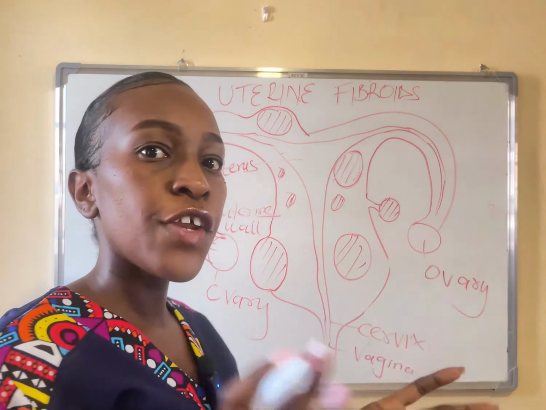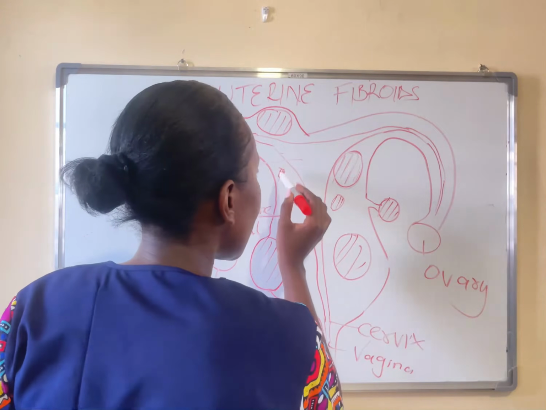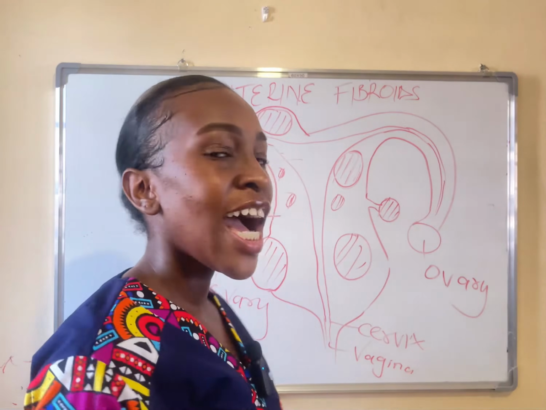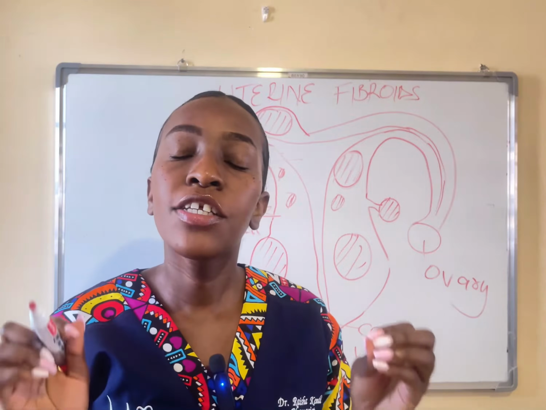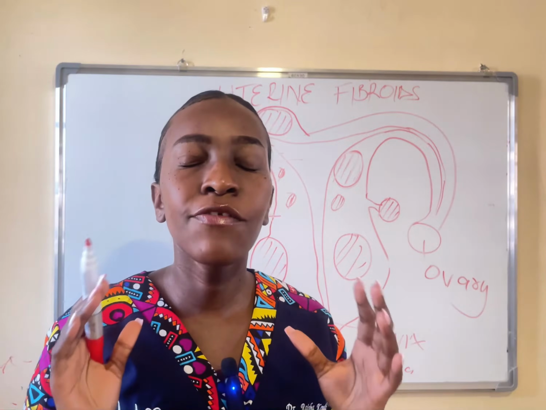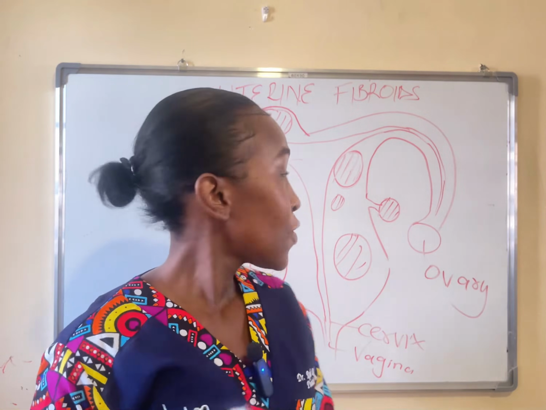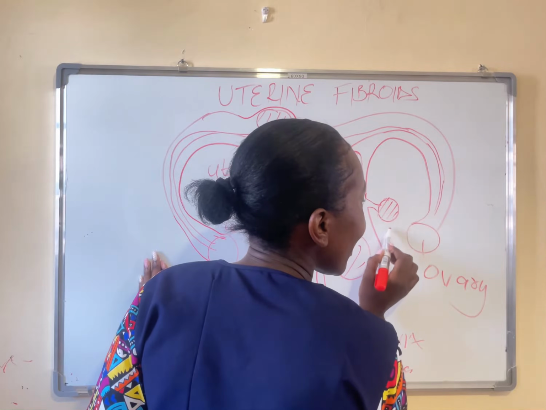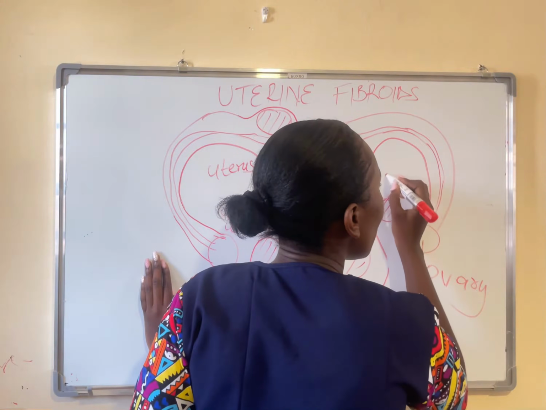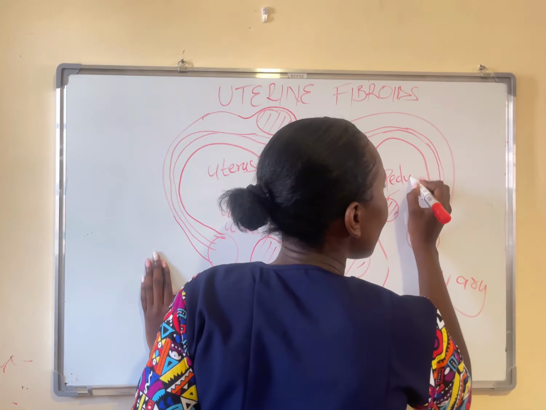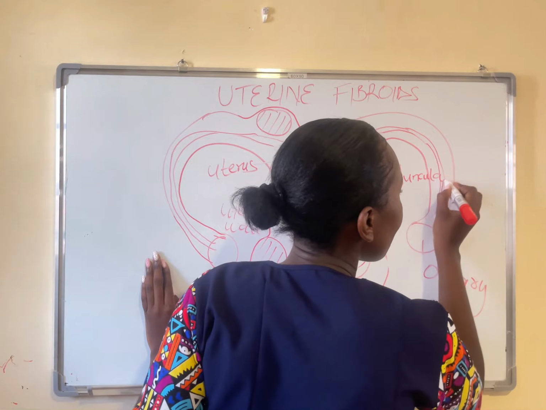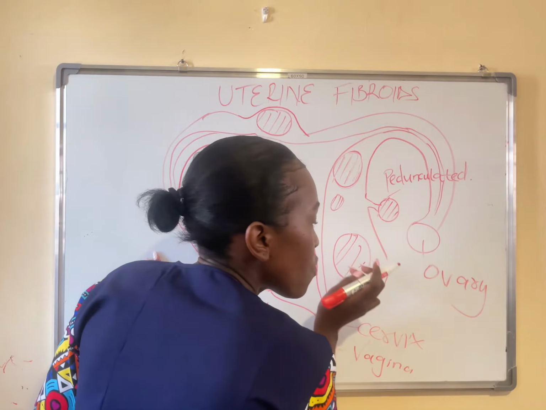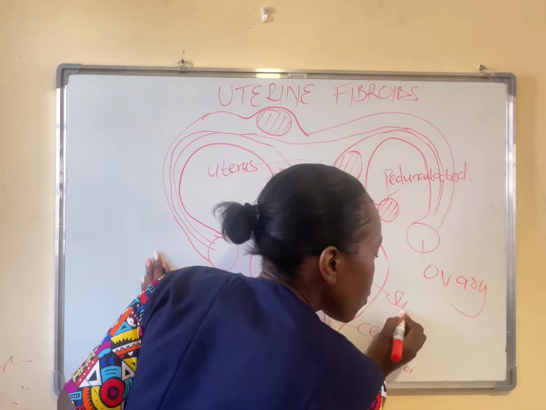So we have different types of fibroids. What you can see here, these shaded things are fibroids. But fibroids have different sizes, different types, and different locations. Look here, we have this fibroid that is hanging here. We call this a pedunculated fibroid. This one that is in between the mucosal, we call a submucosal.